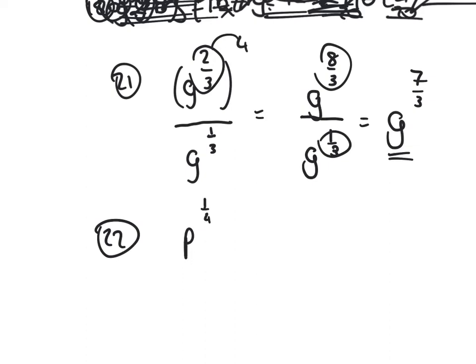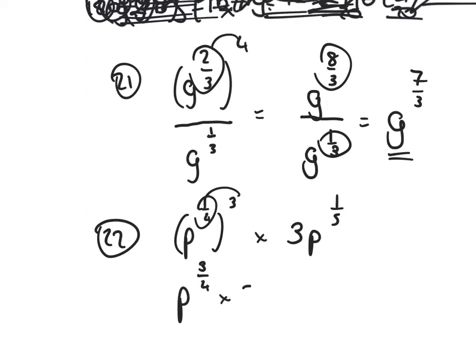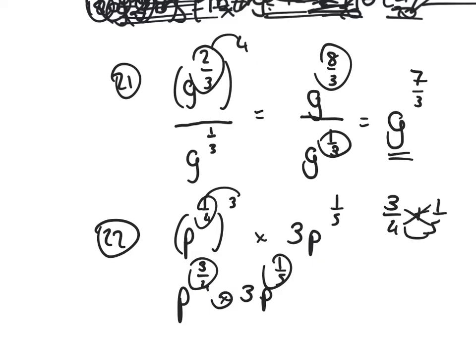Example 22. p to the 1/4 brought to the power 3 multiplied by 3p to the 1/5. Okay, so multiply the powers. 1/4 times 3 is 3/4, so that's p to 3/4 multiplied by 3p to the 1/5. Since we're multiplying, we're going to add the powers. 3/4 plus 1/5. So that'll be 15 plus 4 over 20, which is 19 over 20. Final answer then is 3p to the power 19 over 20.